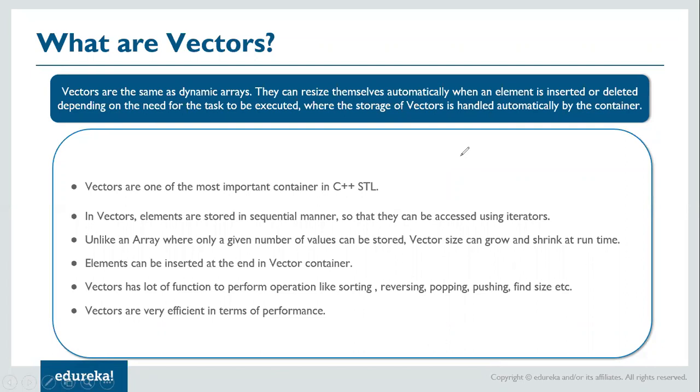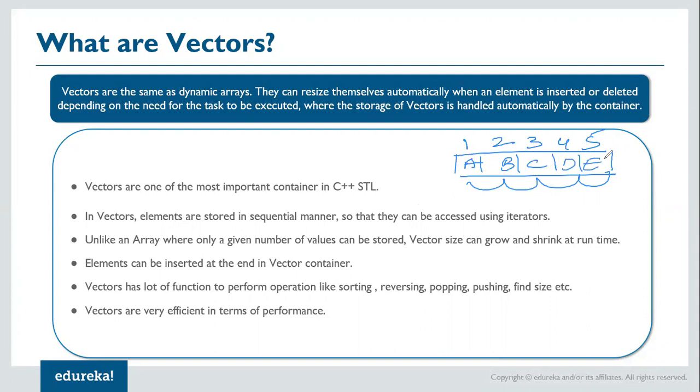So sequential manner meaning, let's say if this was an array, or let's say blocks, and these blocks are put next to each other. So this is, let's say 1, 2, 3, 4, 5, right? So they are sequential in nature, they are one after the other, right? So in a vector, elements are stored in a sequential manner. So if you put elements, let's say characters A, B, C, D, E, these are stored in a sequential manner in a vector.